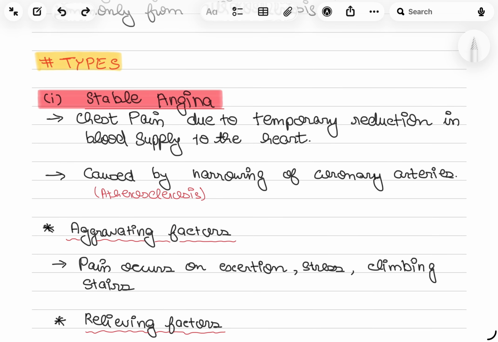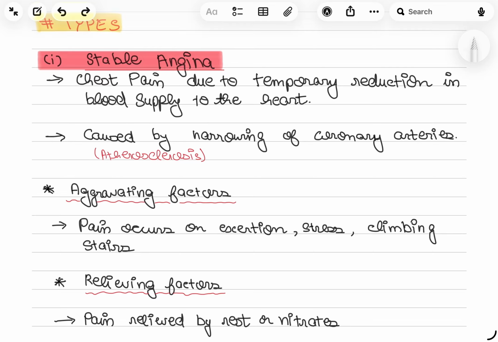Types of ischemic heart diseases: stable angina, chest pain due to temporary reduction in blood supply to the heart. Just remember these key points. Chest pain is the most common symptom of ischemic heart disease. In stable angina, chest pain occurs due to temporary reduction in blood supply to the heart, which is caused by narrowing of coronary arteries, as we have discussed in the definition.